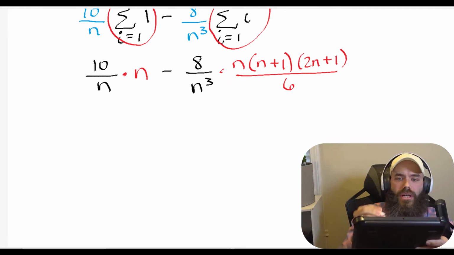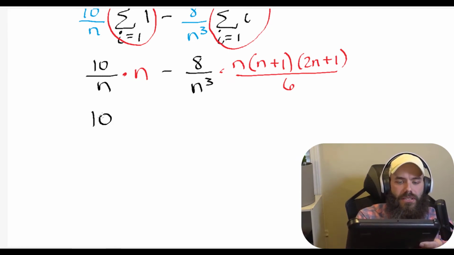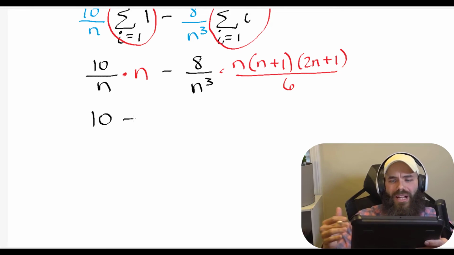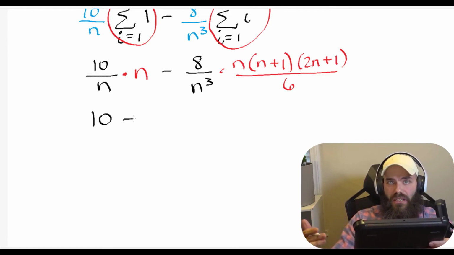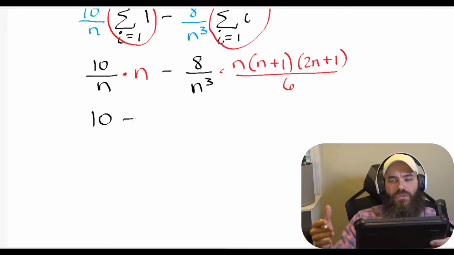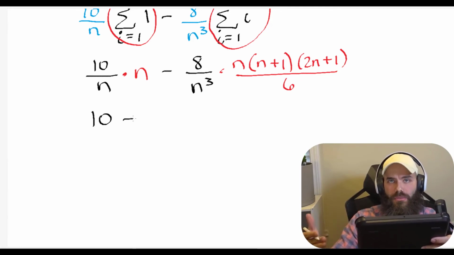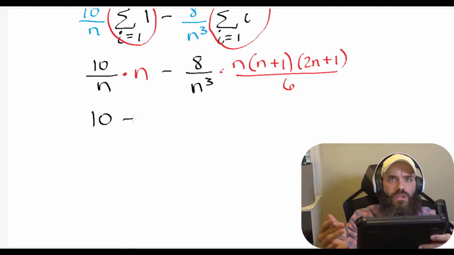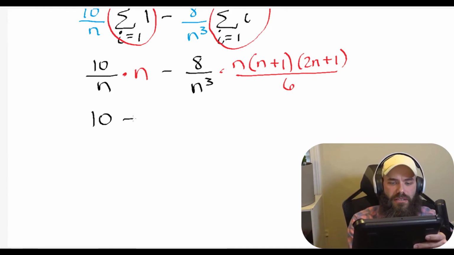All right, so algebraically, 10 over n times n is going to be just 10 minus, okay, I can go ahead and do some reducing here as well as go ahead and multiply the n plus 1 times 2n plus 1 times n. You would FOIL. The way I would do this is I would FOIL the n plus 1 times the 2n plus 1 and then distribute the n into that. But do a little bit of algebra and you should get this.